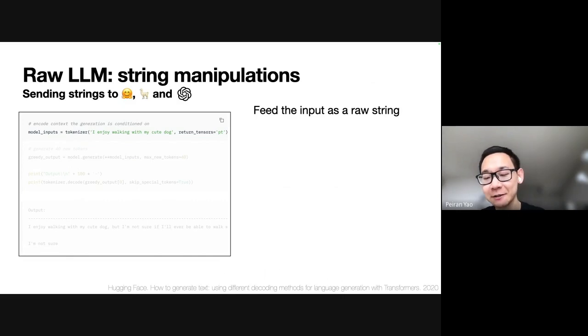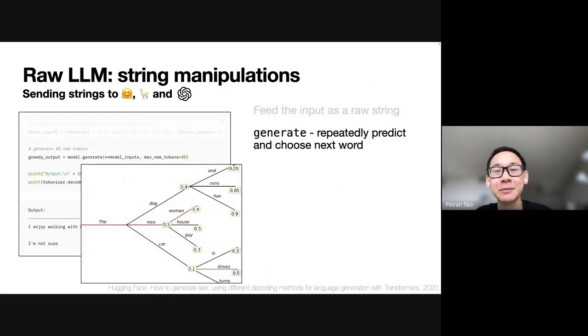At a very basic level, we are doing very raw string manipulations. The input is just a string, the prefix we want the model to complete. And for Hugging Face or OpenAI, we just feed the prefix into the API it provides. And behind the scenes, it generates the next word probability for the current position.